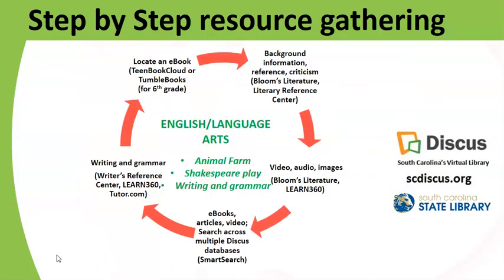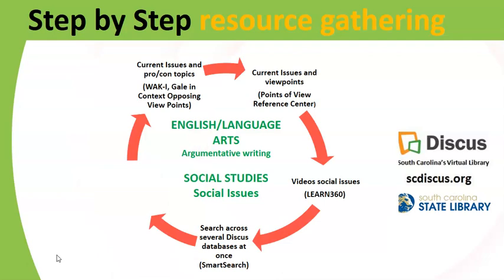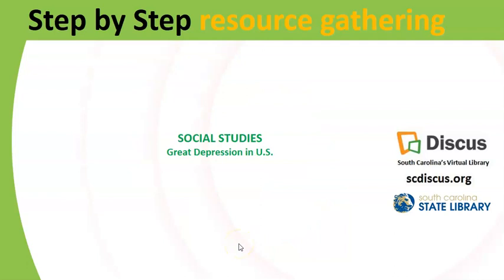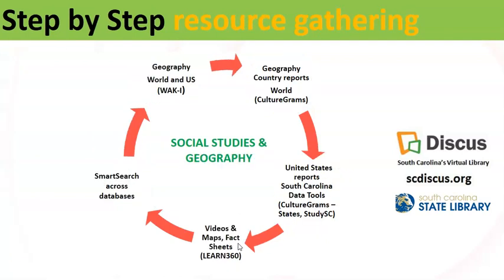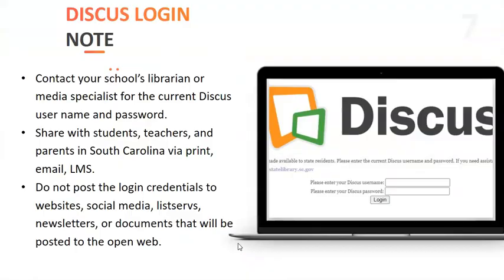We're going to take a look at English language arts and begin to build around the topics of a novel such as Animal Farm. We're then going to move into an English/social studies take on our resources, looking at current issues, pro and con topics related to social issues. And then we're going to take a deeper dive into social studies itself, looking into some of the same resources and some additional resources. And finally, we're going to jump into geography. We're going to look at world and United States geography, along with some tools for South Carolina.